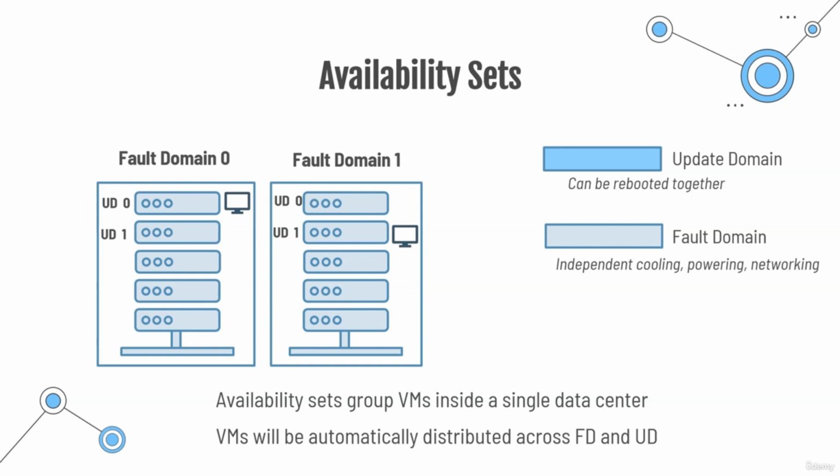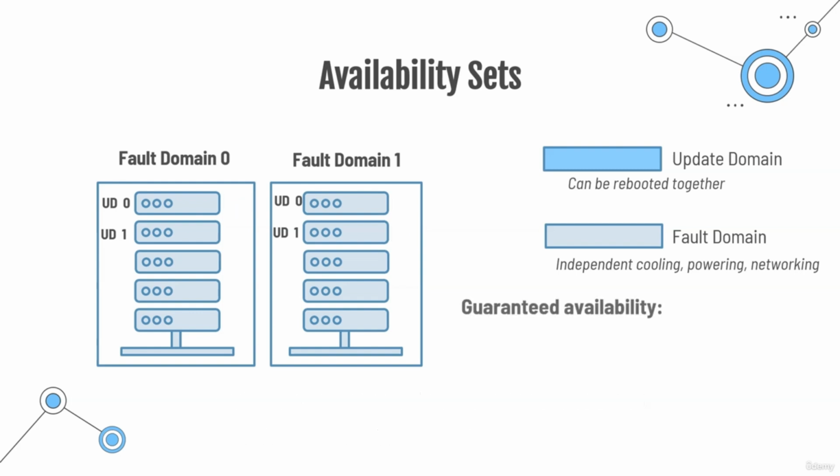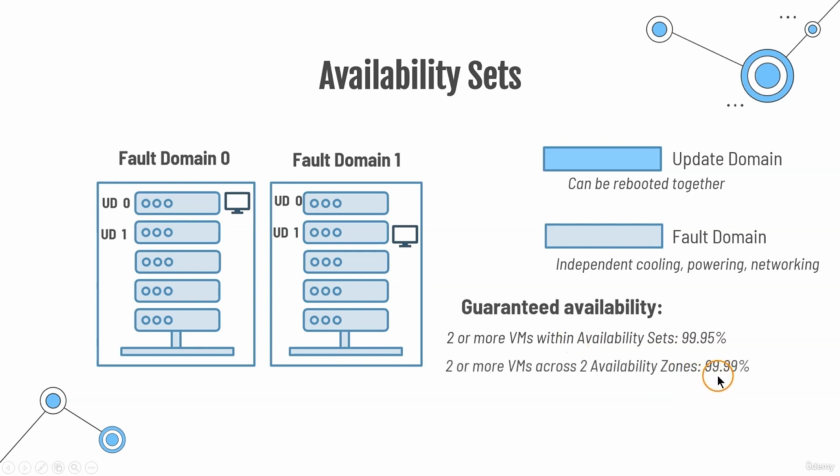And now this is important because of the guaranteed availability. This is guaranteed by the service level agreements, and if we, for example, want to make sure that we have at least 99.95% availability, we need 2 or more virtual machines within an availability set. But if we now require 99.99% of availability, we need to have at least 2 virtual machines across 2 different availability zones.